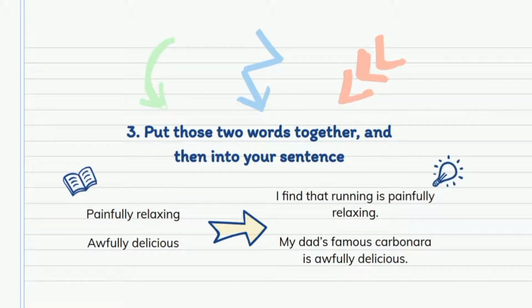Last things last, you put those two words together and then into your sentence. So you'd end up with something looking like awfully delicious. Then you're ready to add it into your sentence. Use it just like you would a regular old adjective, because that's what it is, a fancy adjective.